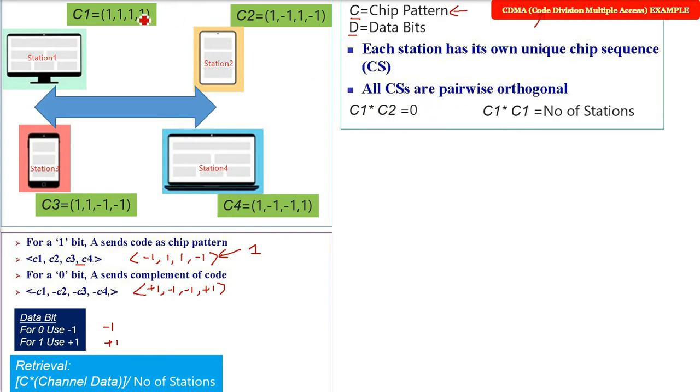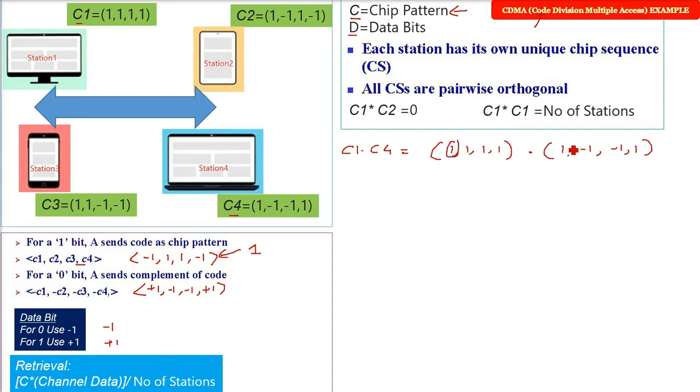The first property is that if you take any pair and take the inner dot product, you need to get 0. That is, you just have to take the dot product of the pair. Okay, I'll give an example. Let us take C1 and C4. C1 is 1, 1, 1, 1 and C4 is 1, -1, -1, 1. We are taking the codes assigned to station 1 and station 4.